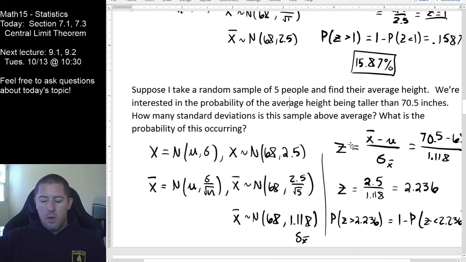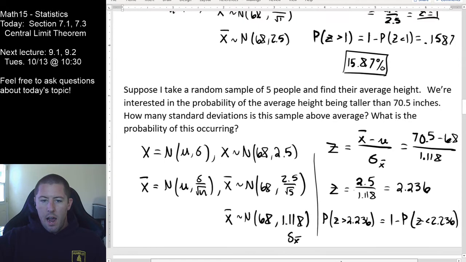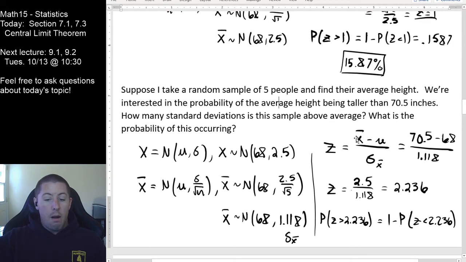Notice our computation stays the same. It's still z equals x minus mu divided by sigma. It's just that in this case, our x is now x bar because we're looking at the average height. The average height is going to be taller than 70.5 inches. And our standard error term is smaller than the 2.5 inches because we've divided by the square root of 5. So we've got that 1.118 here.